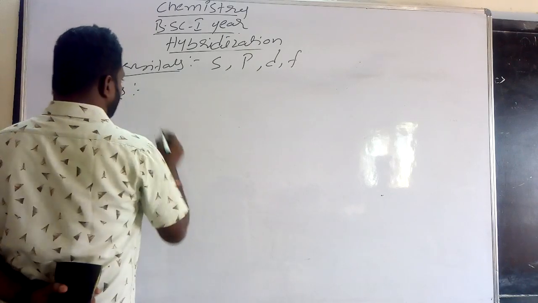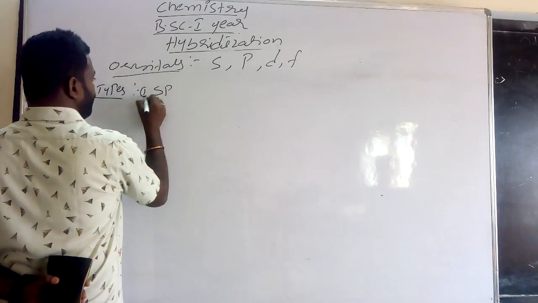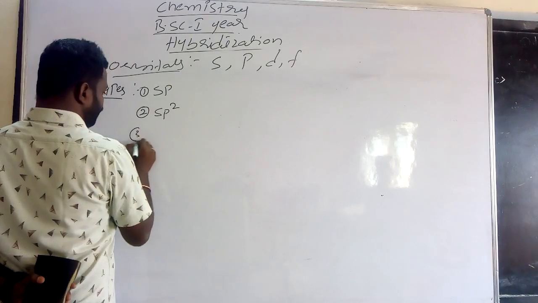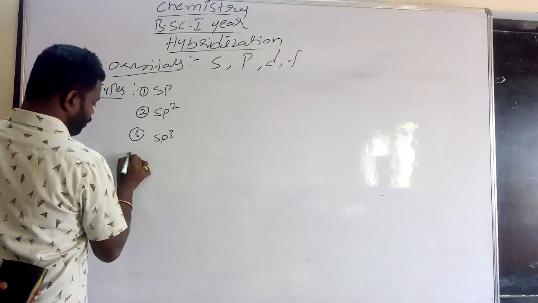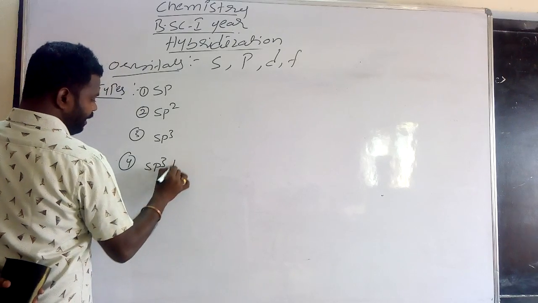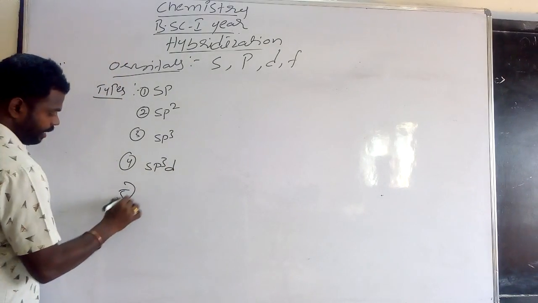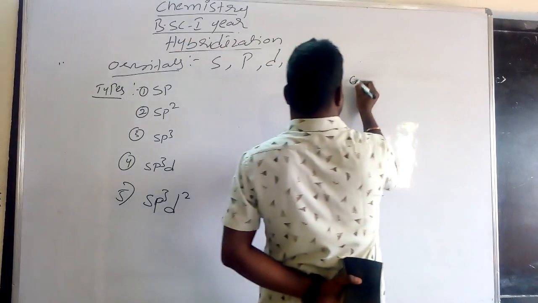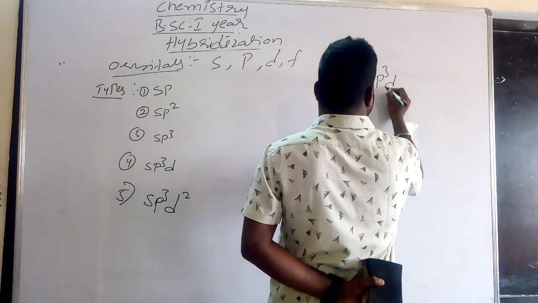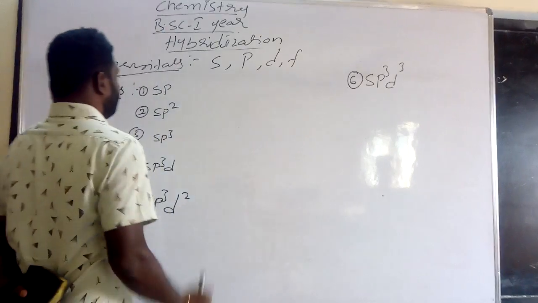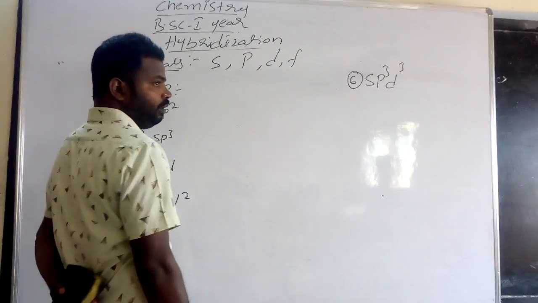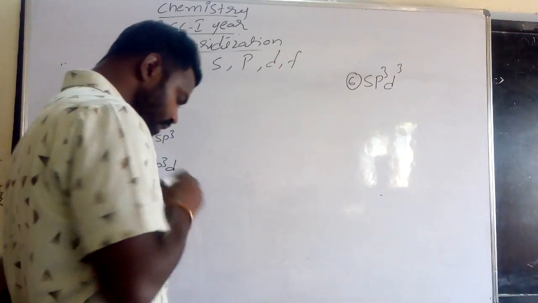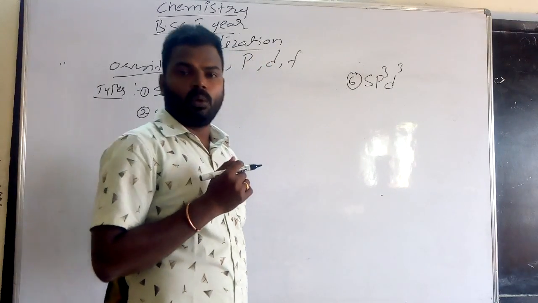Then types of hybridization. Number one, sp hybridization. Number two, sp2. Number three, sp3. Number four, sp3d. Number five, sp3d2. Last one, sp3d3 hybridization. Then what is sp hybridization? Simple. Once again I repeat, what is hybridization? Intermixing of two or more orbitals are combined.